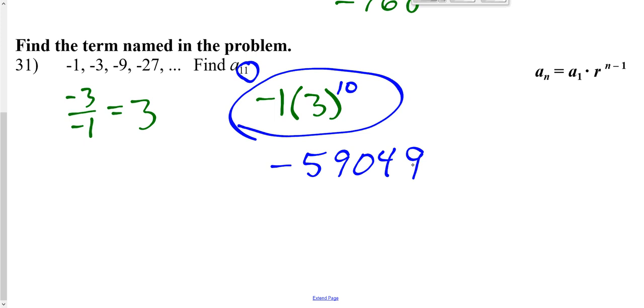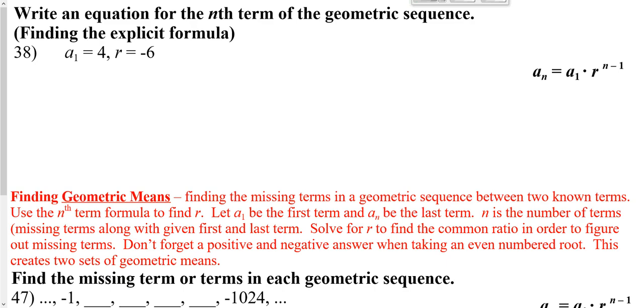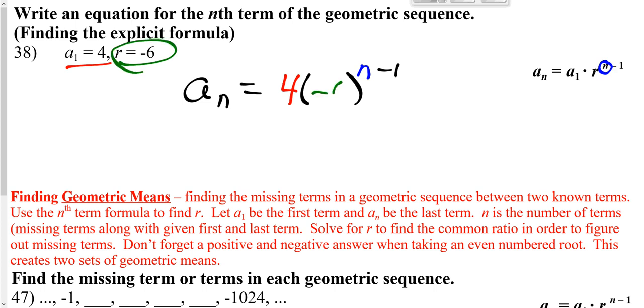So now we need to write that explicit formula. Remember your explicit formula, you need to leave it with an n. So all we have to do is go a sub n, plug in our first term, plug in r. Remember you've got to leave it with an n. Our first term, once again, is 4. Our r, once again, is negative 6. Well, this is your explicit formula.